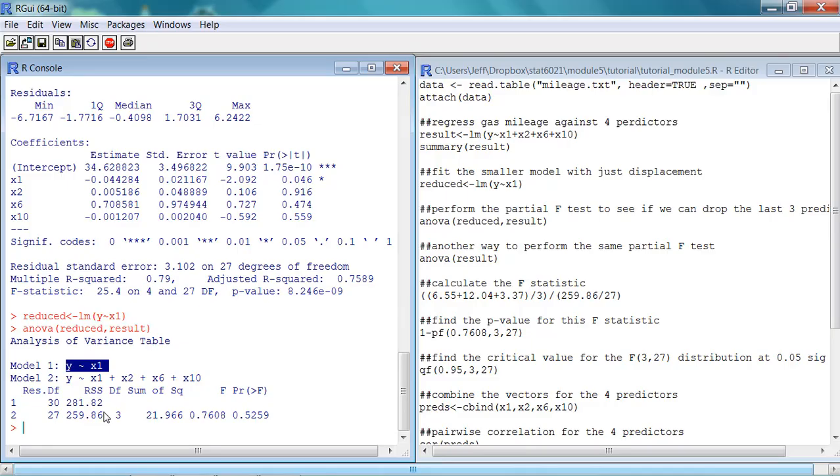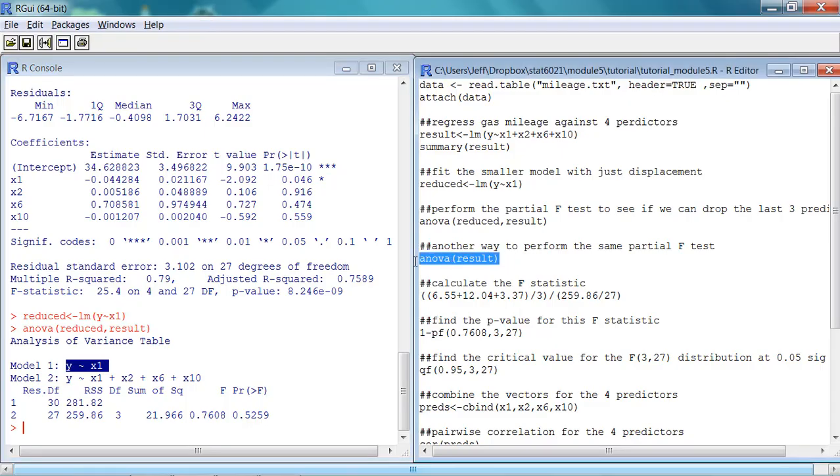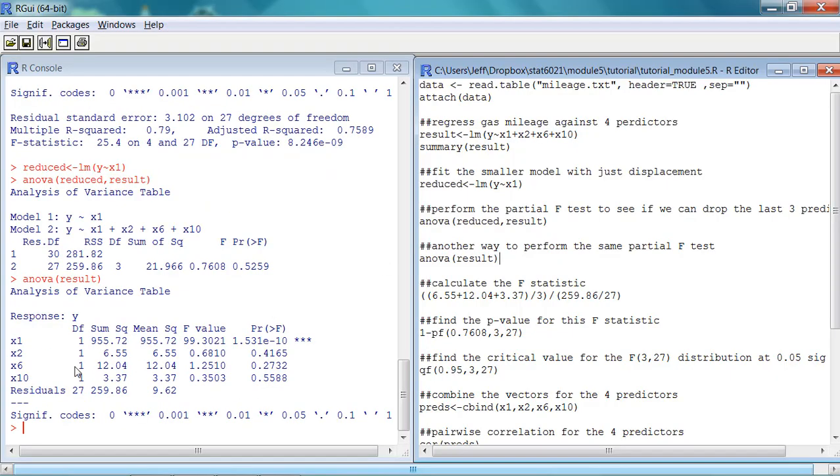Now, another approach, which might look a little bit more complicated, is to actually just use the ANOVA function and apply that ANOVA function to your model with all the predictors in it. The key will be, if you're looking to drop the last 3 predictors, make sure that the predictors that you're considering to drop are listed last in your LM function. Right? So in this case, since I'm looking to drop x2, x6, x10, they are listed as the last predictors, so that's fine. So I could just use this ANOVA function, and this gives me the sequential sum of squares for each of the predictors.